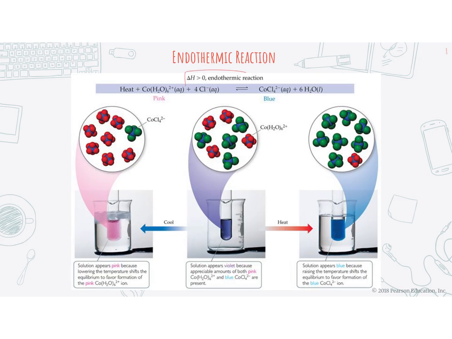But here we have this endothermic reaction, delta H is greater than 0. We have cobalt hydrate plus 4 chlorine, and heat makes cobalt chloride and water. Right? This cobalt hydrate is pink, while cobalt chloride is blue. In this case, if we cooled down the solution, what we saw is that it turned pink. Essentially, it favored reactants because it's endothermic.